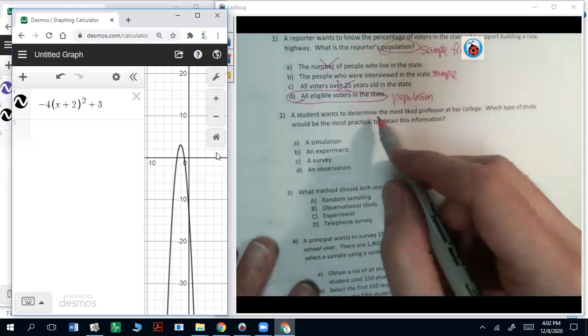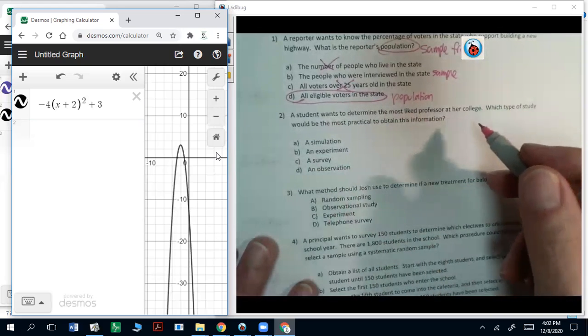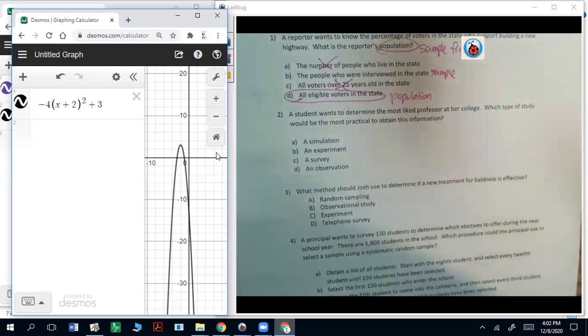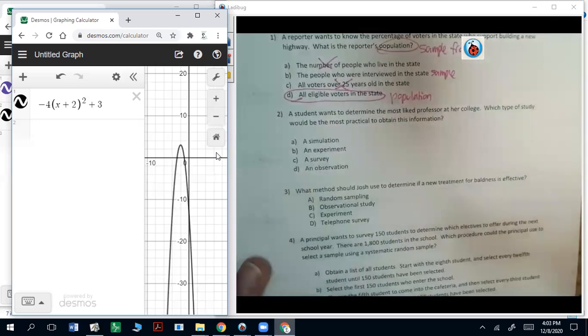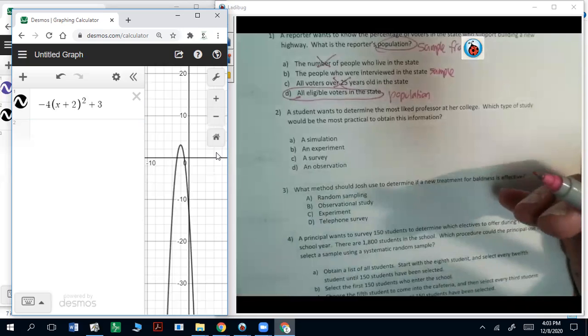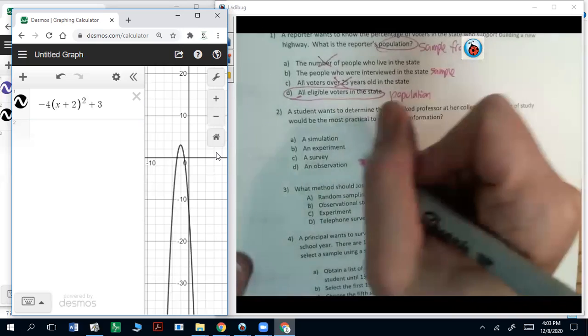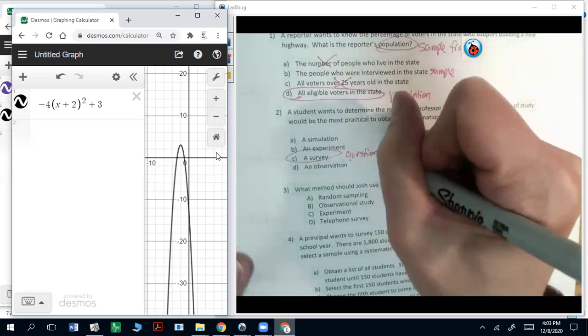A student wants to determine the most liked professor at college. Which type of study would be the most practical to obtain this information? A simulation, that's when you try probabilities to see what works. An experiment, you try to determine cause and effect. A survey is when you ask for opinions. An observation is when you just look at data. And since we want to know a question, we conduct a survey.